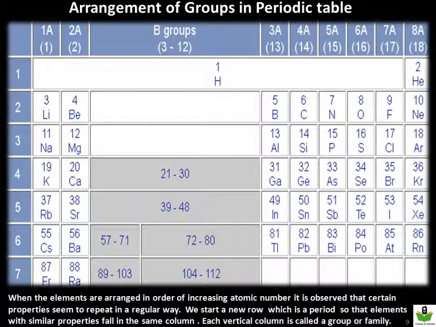Now we will see the arrangement of groups in the periodic table. When the elements are arranged in order of increasing atomic number, it is observed that certain properties seem to repeat in a regular way. We start a new row, which is a period, so that elements with similar properties fall in the same column. Each vertical column is called a group or family.